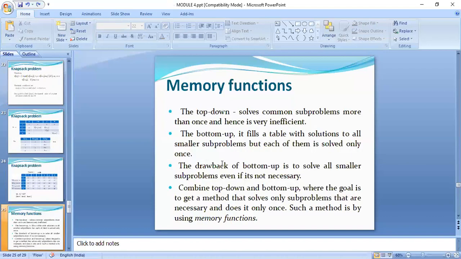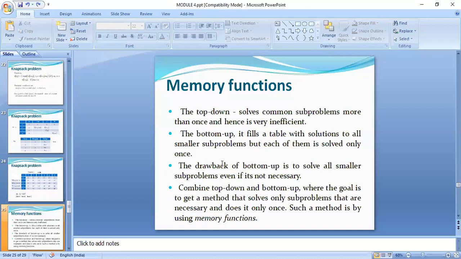In bottom up, you will be filling the table with the solutions to all smaller subproblems, but each of the smaller subproblems will be solved only once. The drawback of the bottom up approach has to be considered over here. The drawback is that it solves all the smaller subproblems even if it is not necessary. So we will be solving everything.